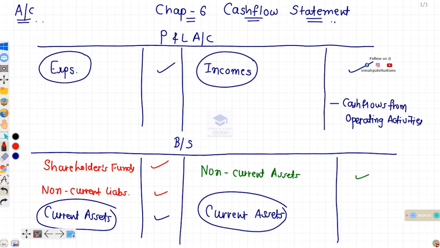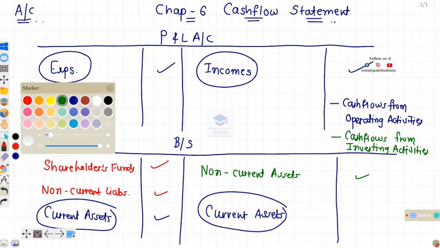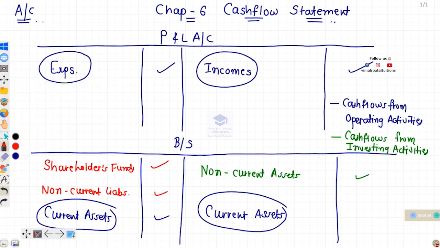Then purchase and sale of investment, purchase and sale of non-current asset is cash flow from investing activity. And issue of share, issue of debenture, redemption of debenture, issue of preference share, bank loan, all these are part of cash flow from financing activity.